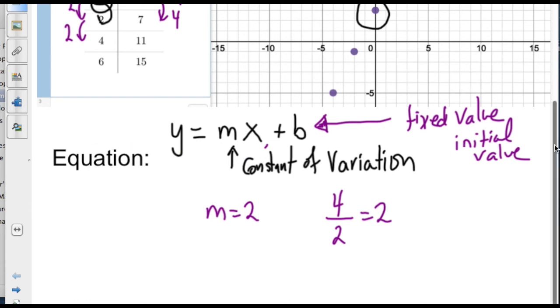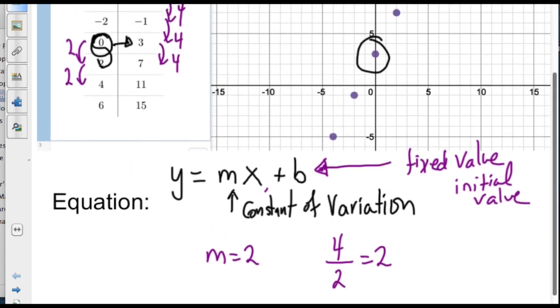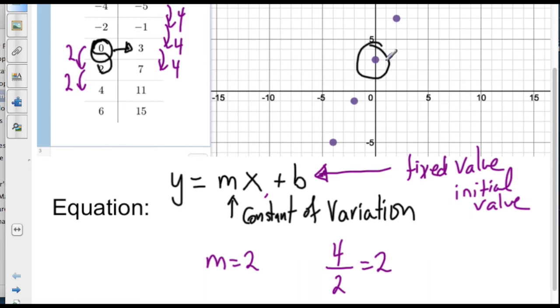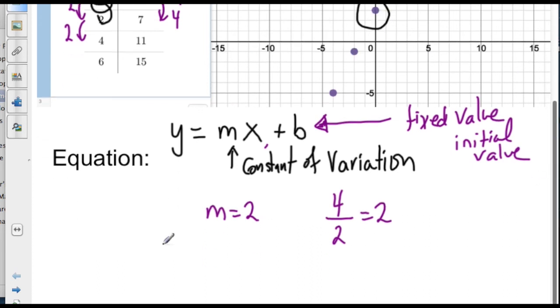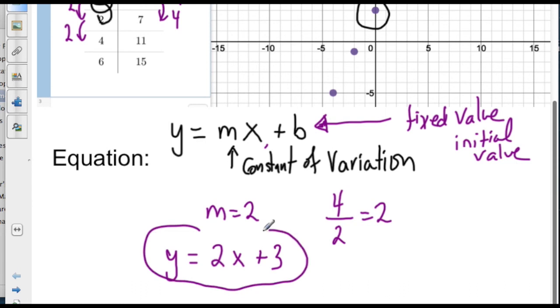And the initial value, or fixed value, is the starting value, which is also always the y-intercept. So our y-intercept is 3. Here is our equation: y equals the constant of variation, 2, times the independent variable, plus the fixed value, 3. It's got that m and x, and it's got that initial value. Notice there are two parts to the equation, instead of our direct variation equation, which is one part.